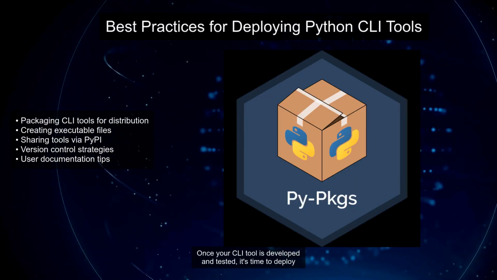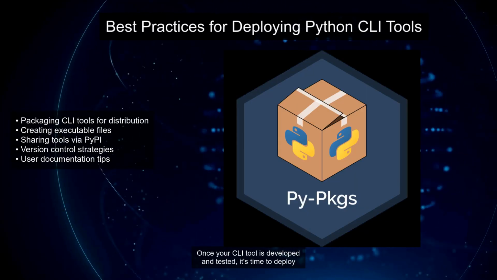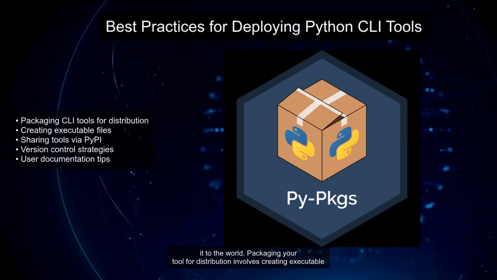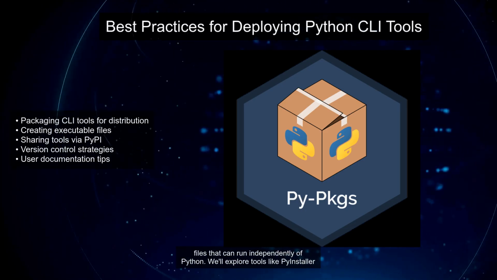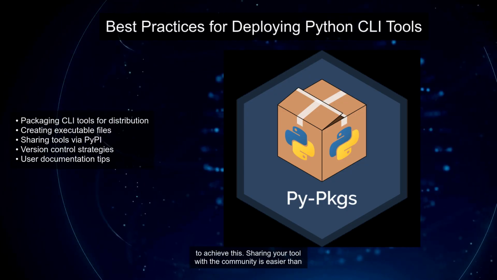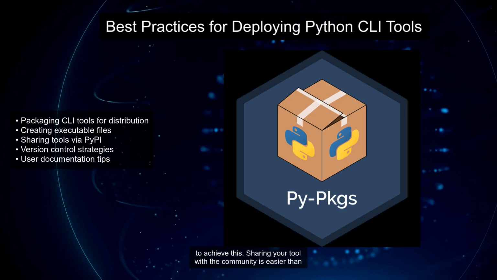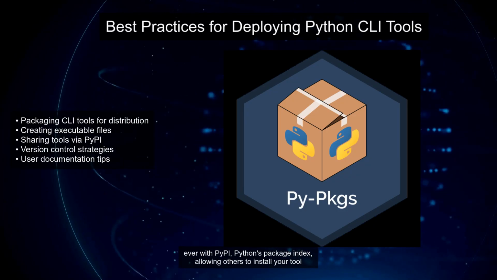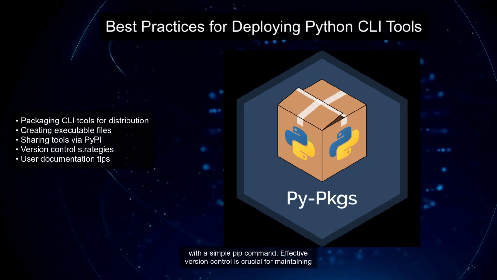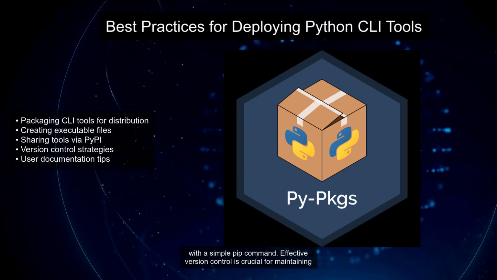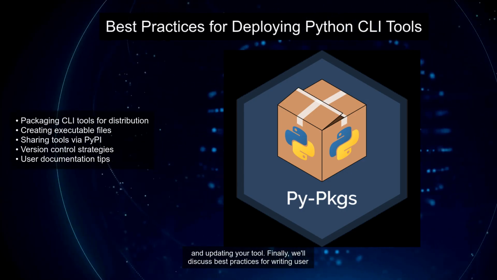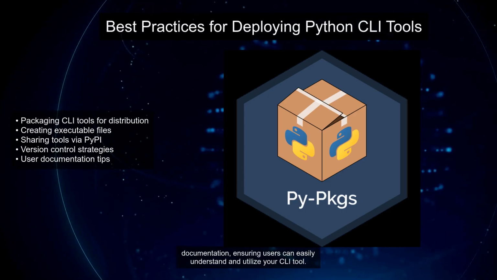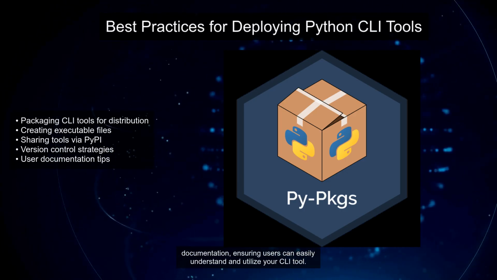Once your CLI tool is developed and tested, it's time to deploy it to the world. Packaging your tool for distribution involves creating executable files that can run independently of Python. We'll explore tools like PyInstaller to achieve this. Sharing your tool with the community is easier than ever with PyPI, Python's package index, allowing others to install your tool with a simple pip command. Effective version control is crucial for maintaining and updating your tool. Finally, we'll discuss best practices for writing user documentation, ensuring users can easily understand and utilize your CLI tool.